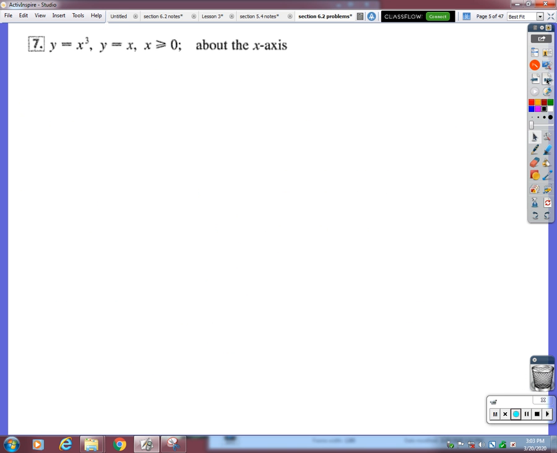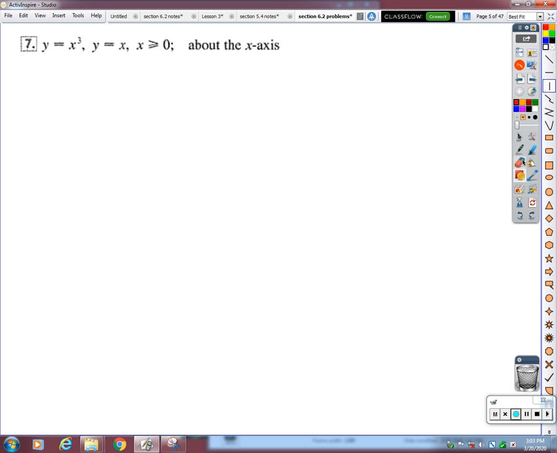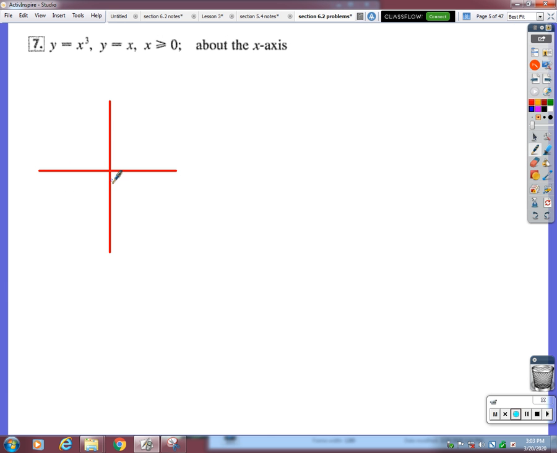Alright, 2 down, 1 to go. Okay, y equals x cubed, y equals x, and then this time we're back to the x-axis. So we did this basically in the example. Oh, no, we're not ready for this yet, because y equals x cubed goes like this, and y equals x goes like that. And so we have this funny little region here where we have to do some subtraction. We're not ready to deal with that yet, so we'll come back to that one.